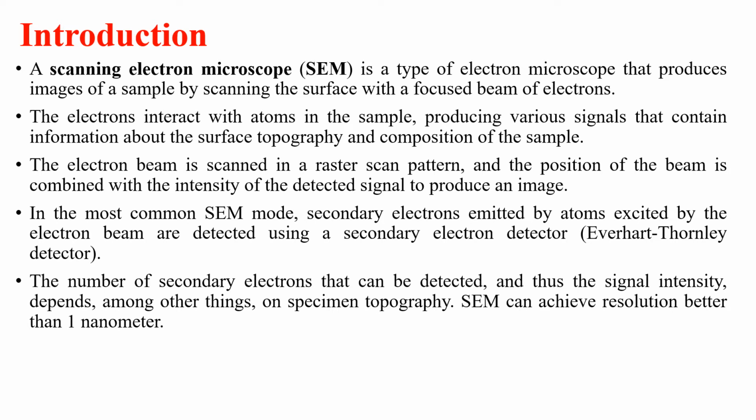We have to keep in mind that in SEM mode, that is, scanning electron microscope mode, the secondary electrons emitted by atoms are detected by the detector, and accordingly the signal intensity depends on the signals given, and we get the topography of the sample. So we can achieve a resolution better than 1 nanometer. That is the use of an SEM instrument.